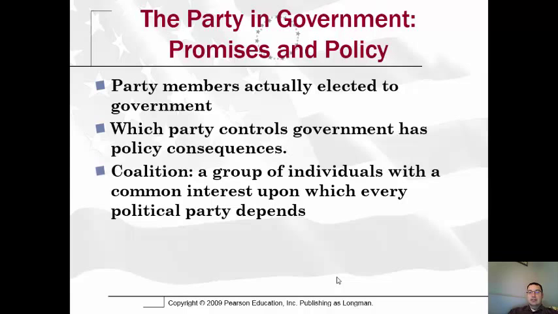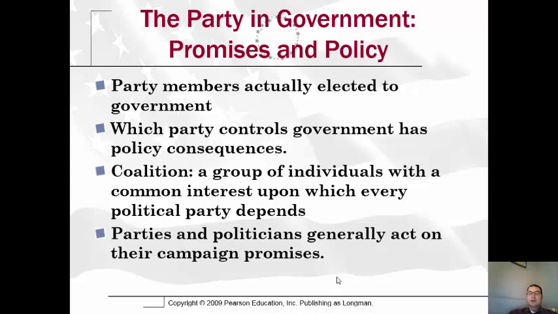So a coalition of different people, it's just a group of people within the party that has like-minded interests.